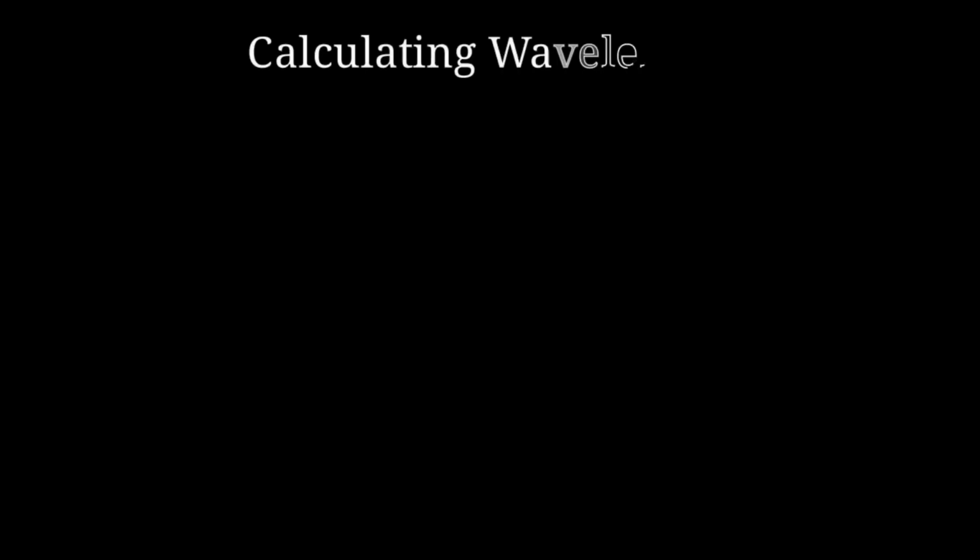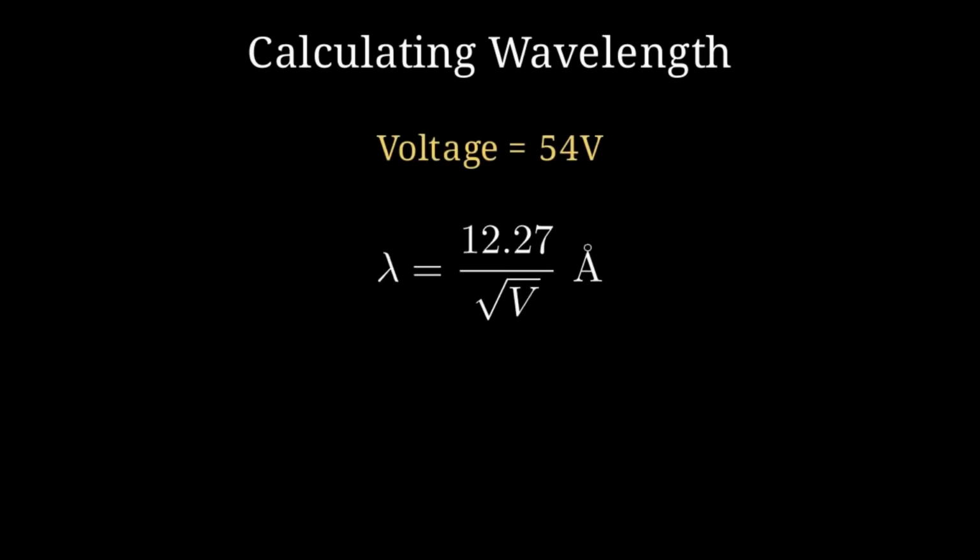Using de Broglie's formula, the theoretical wavelength for a 54-volt electron is approximately 1.67 angstroms. This calculation provides the baseline for comparing our experimental observations with the theoretical wave model.